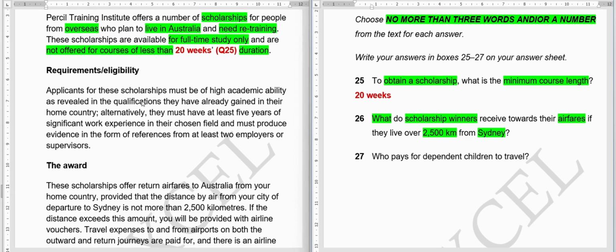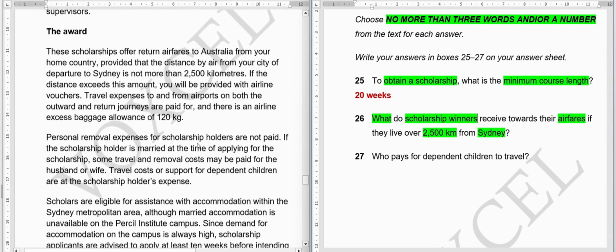Applicants for these scholarships must be of high academic ability as revealed in the qualifications they have already gained in their home country. Alternatively, they must have at least 5 years of significant work experience in their chosen field and must produce evidence in the form of references from at least two employers or supervisors. Okay, there is nothing about 2500 kilometer away from Sydney or airfares. Okay, so we will move forward.